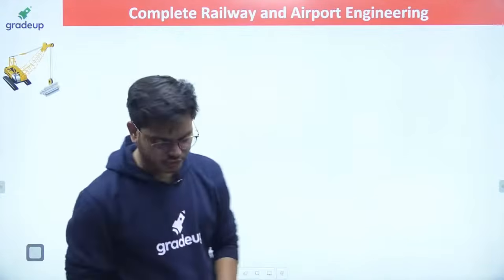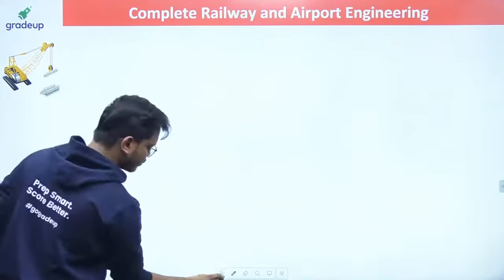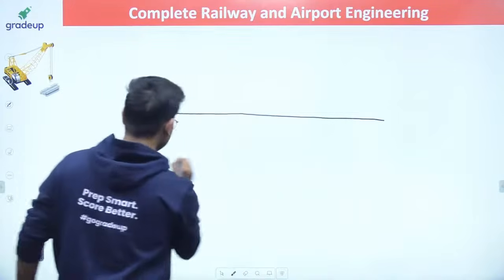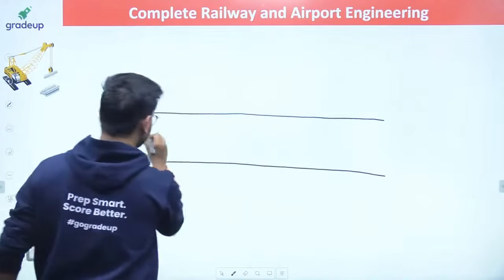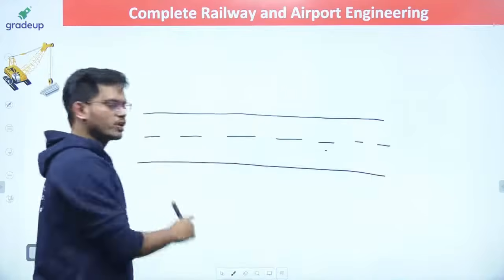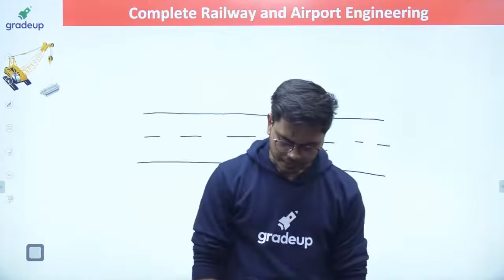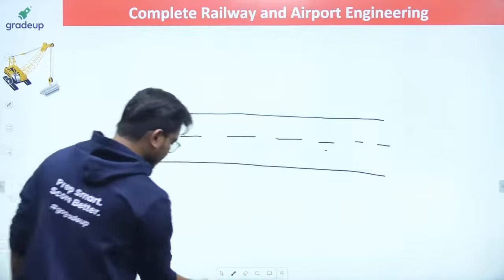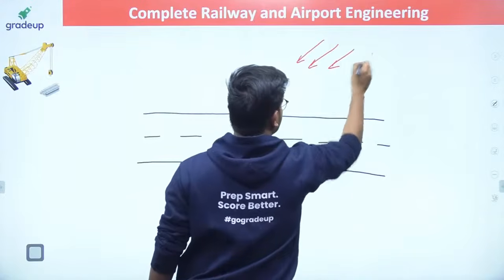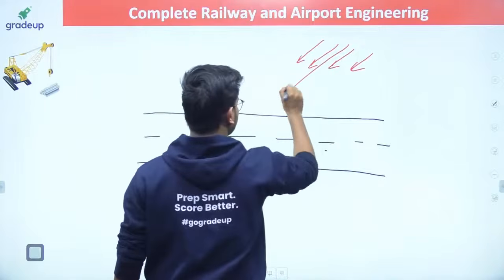Now understand what is crosswind. Suppose we have this runway here. Everybody, please see. This is not a road. This is a runway, everybody. Suppose the wind is blowing from here. Let's take one resultant wind like this.